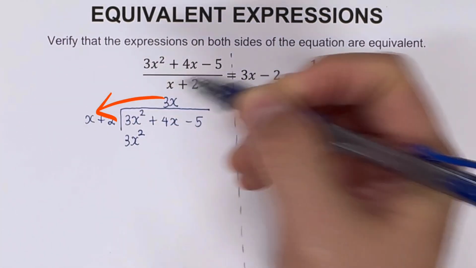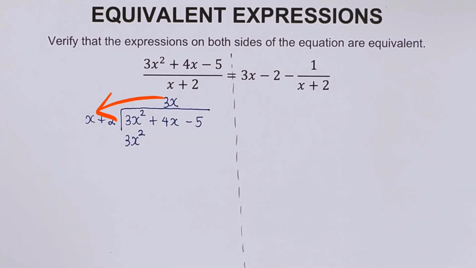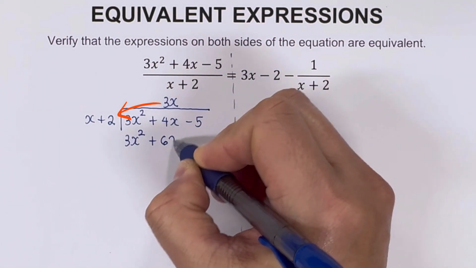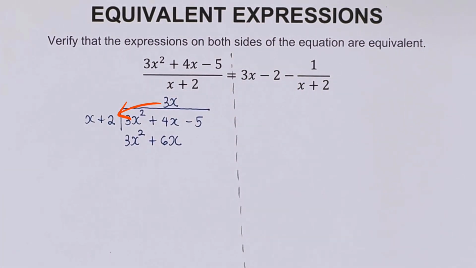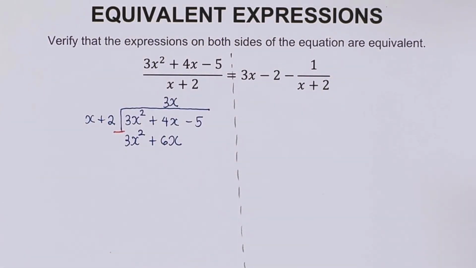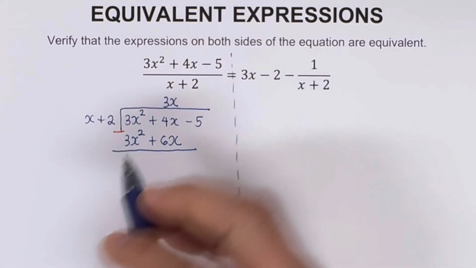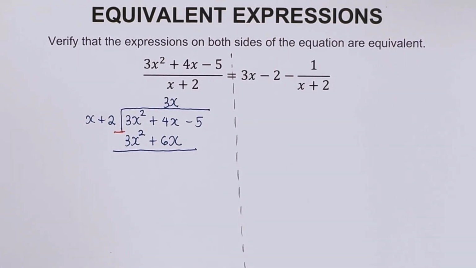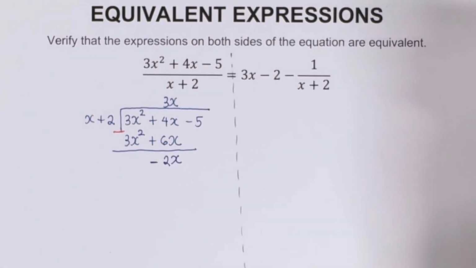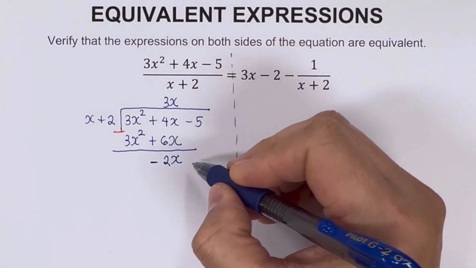So that's 3x squared. And at the same time, I will multiply this 3x to the 2. So 3x times 2 is 6x, so that's a plus 6x. Then we are going to subtract these two expressions together. Once we subtract, 3x squared minus 3x squared is 0. We have 4 minus 6, which is negative 2x. So that's negative 2x down here. We bring down the negative 5.